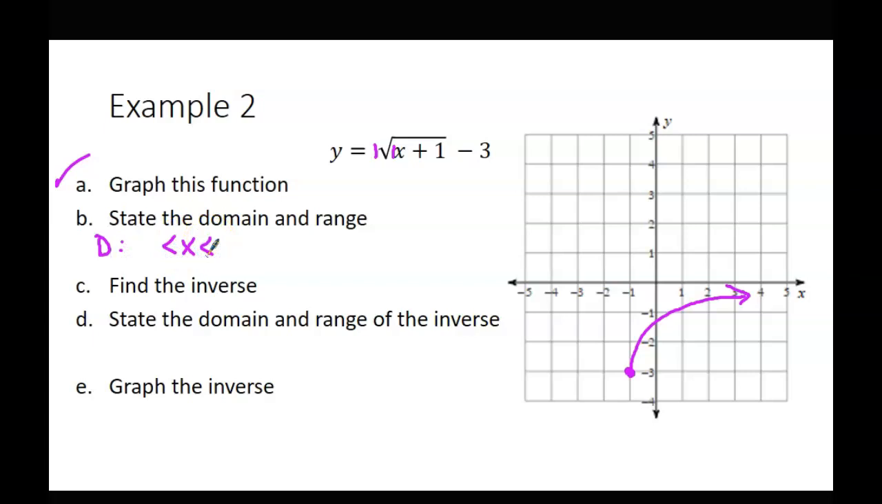What x value is farthest to the left? And it goes to the right forever, correct? And then as for the range, what y value is lowest? Good. And after that, it goes up forever. So there's that. Okay, so what we're going to do now is I'm going to show my work somewhere else, but we're going to find the inverse of that function over there. Okay?